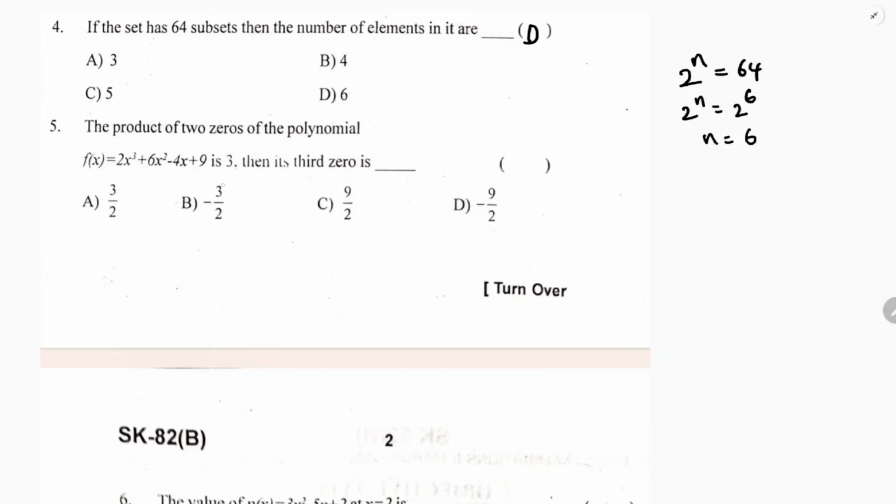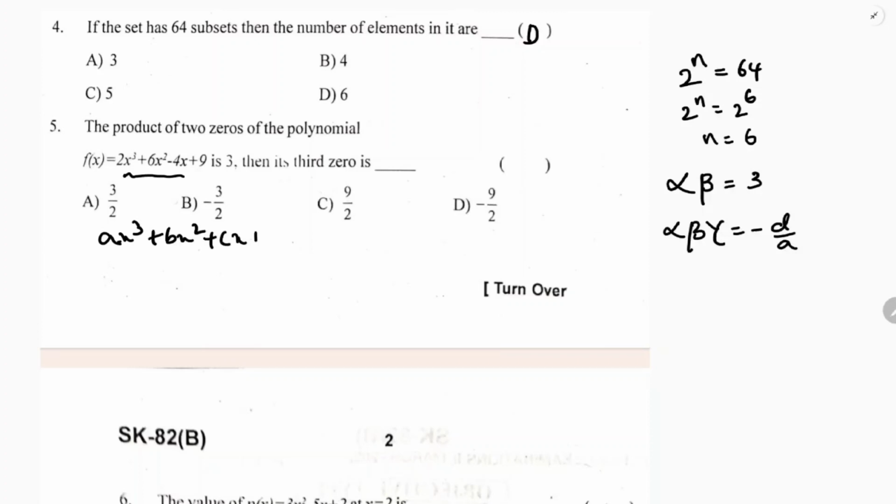Next one, the product of two zeros of the polynomial is 3. Then its third zero is. See, alpha into beta is given, and we need to find the third zero. It's a cubic polynomial, so I'll use the formula alpha beta gamma is minus d by a. Comparing the polynomial with the standard one, ax cube plus bx square plus cx plus d, the value of a is 2, b is 6, c is -4 and d is 9.